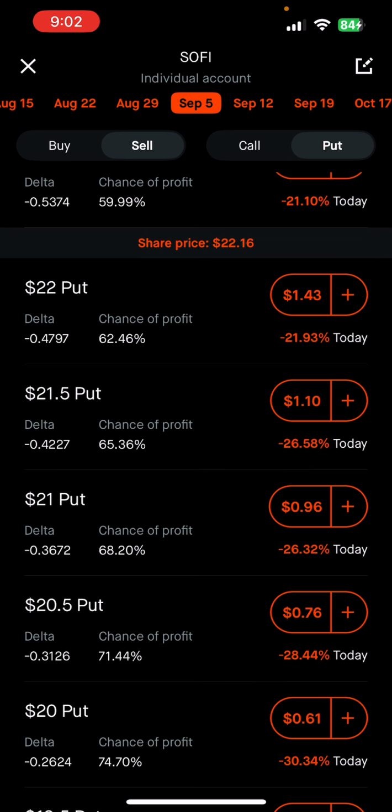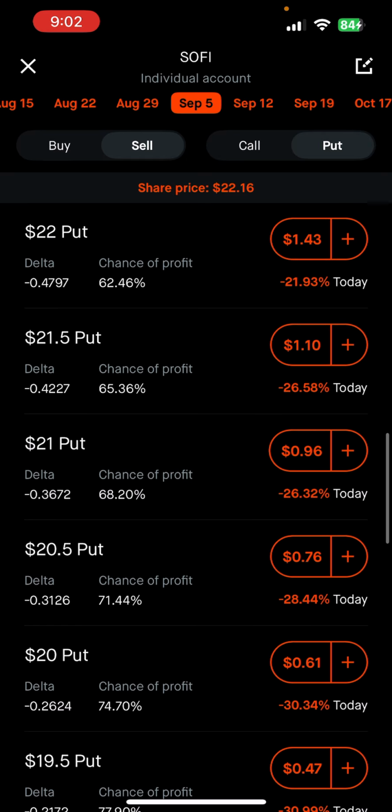Delta also kind of tells you its chance of profit, or the probability of it expiring worthless or expiring in the money. And when you're selling options, you always want to be out of the money. When you're in the money, you get assigned, which is not a bad thing, but to get the max profit, you do want to expire out of the money and expire worthless.